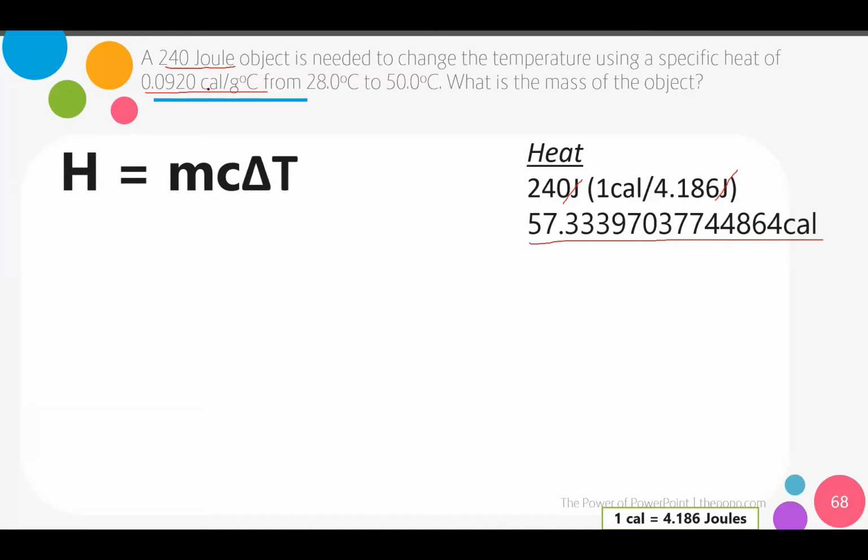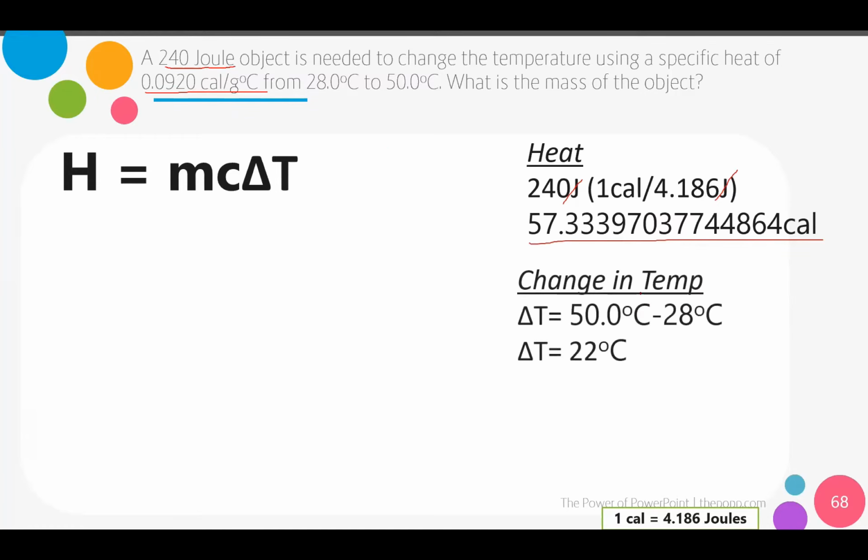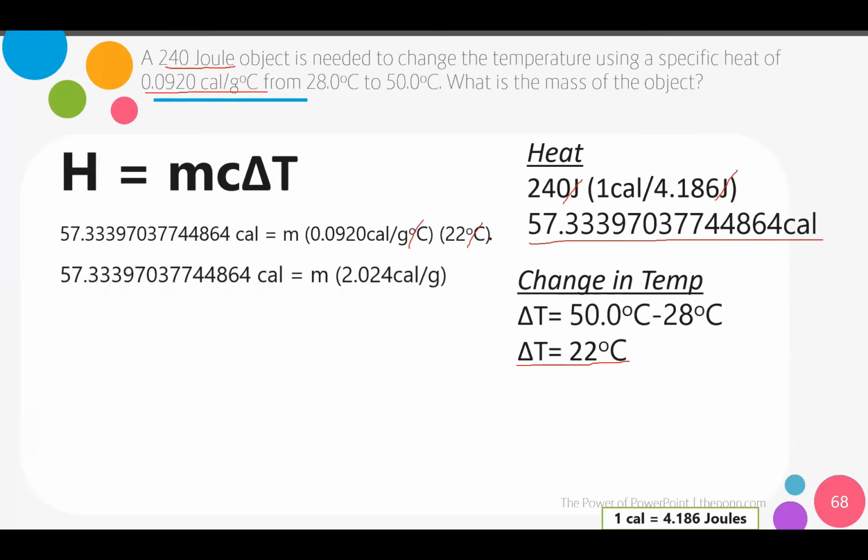And then for our temperature, subtract lang natin, that is 22 degrees Celsius. So pwede na natin sila i-substitute. So cancel yung degree Celsius since magkapareho sila. Then multiply 920 times 22, and that is 2.024 calories per grams.